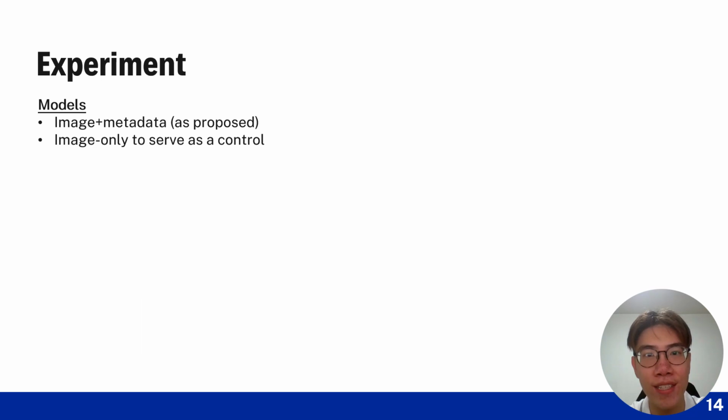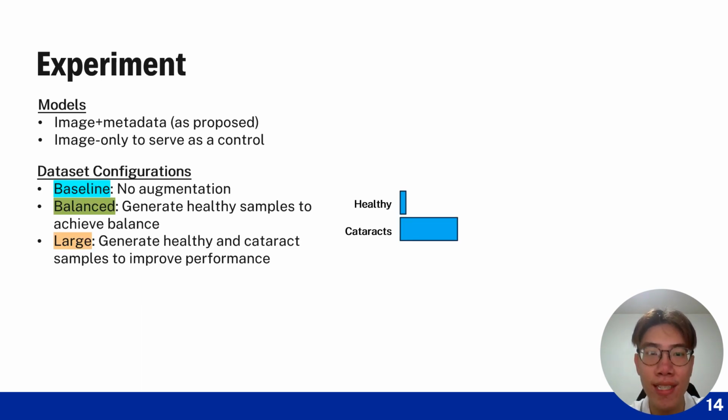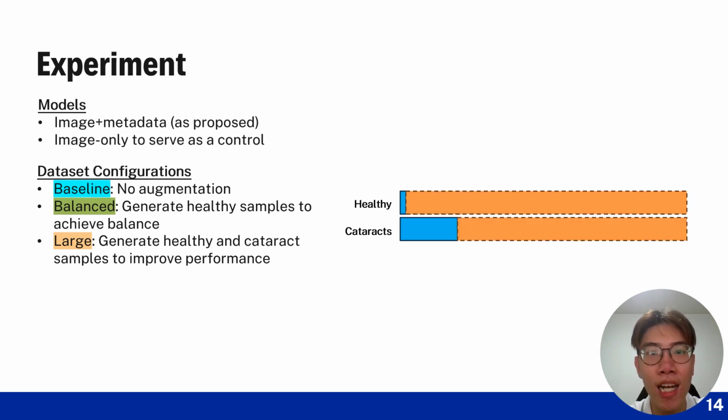To assess the effectiveness of complementing patient metadata, I trained two models, the proposed image plus metadata model, and then an image-only model to serve as the control. To assess the effectiveness of image augmentation, I created three dataset configurations: baseline with no augmentation, balance where healthy samples are generated to roughly match the number of cataract samples, and large where both healthy and cataract samples are generated to aid the model training.